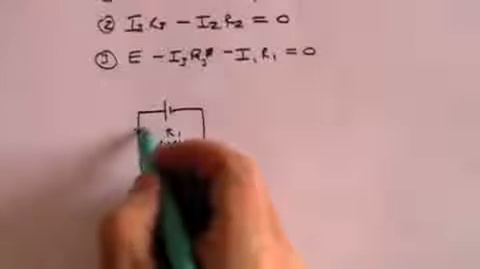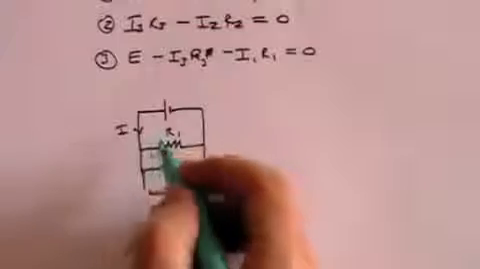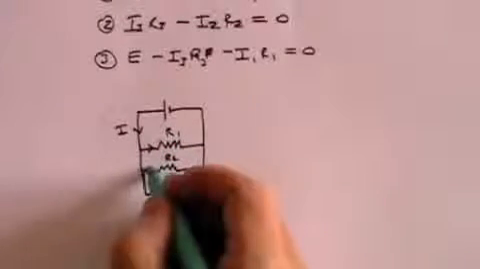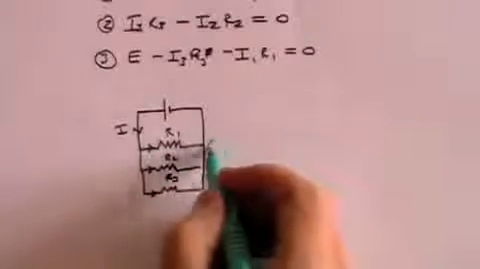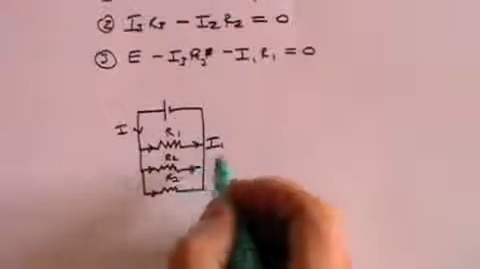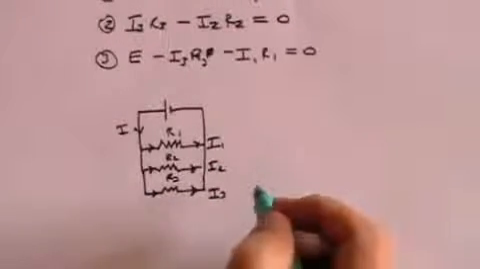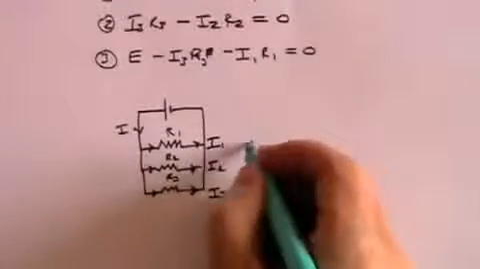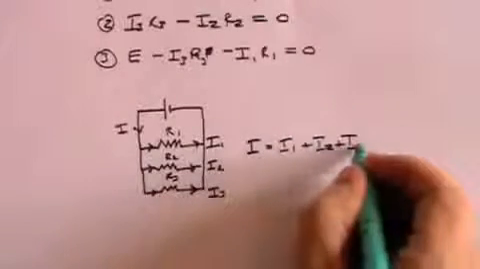And of course we've got a current I which comes down here, but it's going to split into I1, I2 and I3. So we've got I1 coming down this limb, I2 coming down that limb and I3 coming down that limb. And Kirchhoff's first law tells us that the total current here is equal to I1 plus I2 plus I3, because the current can be neither created nor destroyed.